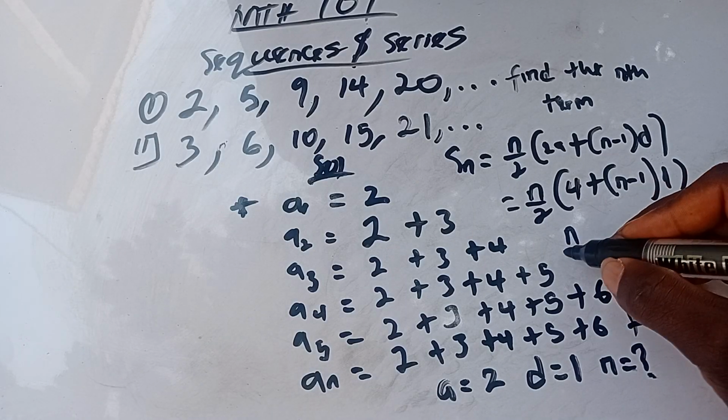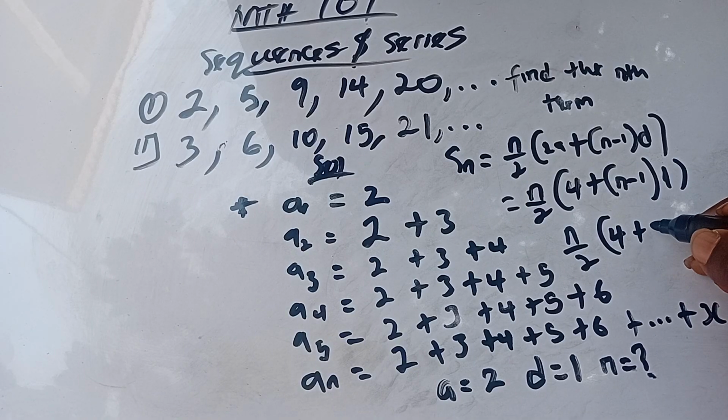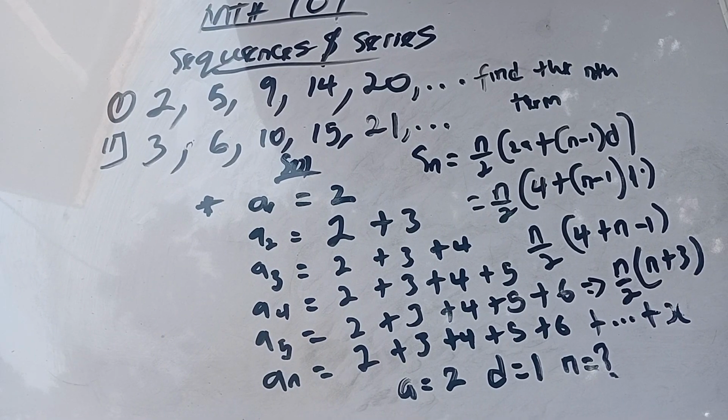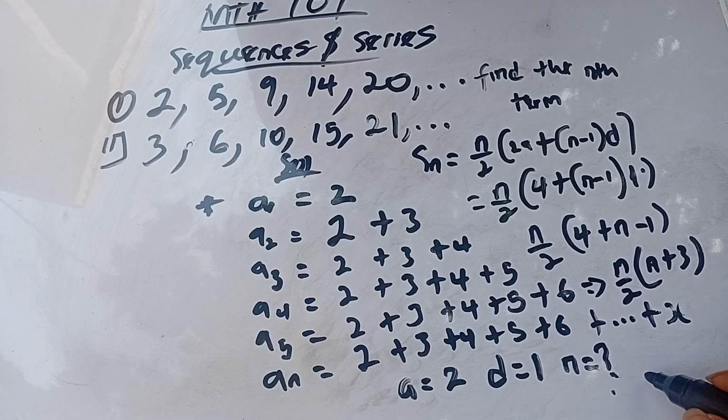So this gives us n over 2 into 4 plus n minus 1 times 1. This gives us n over 2 into 4 minus 1, which is 3, so n plus 3. N over 2 into n plus 3. Using the sum of an AP, this is our nth term now. You can decide to open the bracket. N times n gives n squared, n times 3 gives 3n, then over 2.